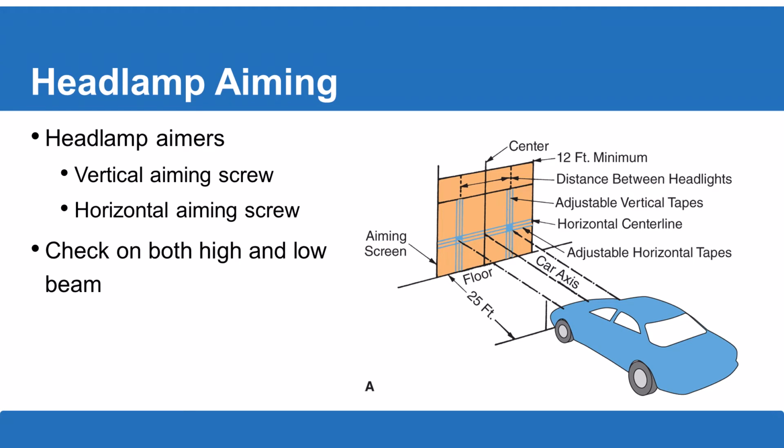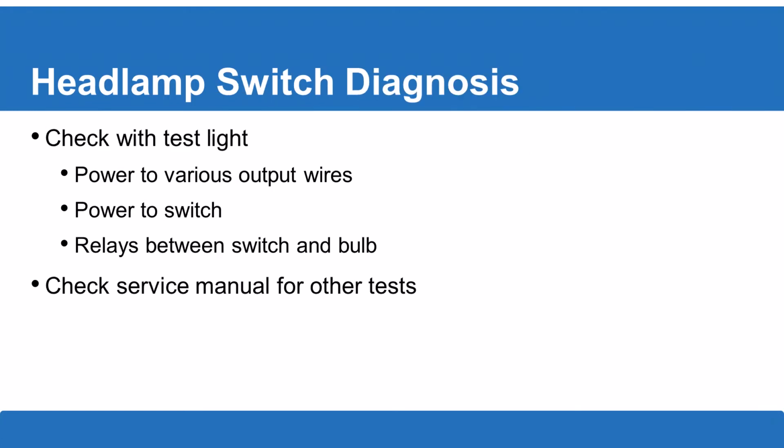There are headlight aimers out there that handle the vertical and the horizontal control of these. We want to check both the high and the low beams when we do this. Some shops will have this physically set up on the floor where they've marked off certain areas. This can be a bit tricky with some cars that have what they call self-leveling headlight assemblies, but those are the exception rather than the rule.